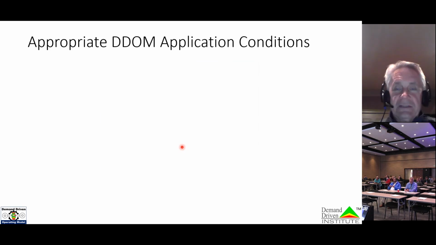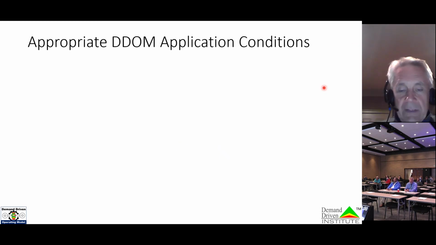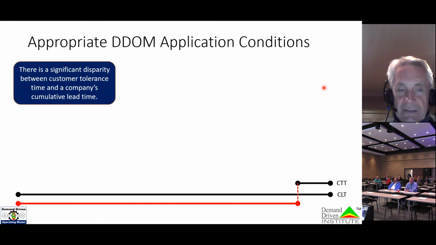What are the real conditions that make the DDOM so relevant? I think there are some really important observations here, and these all revolve around this concept of VUCA conditions. Any time, which is pretty much all the time for clients, when we have a significant disparity between our customer tolerance time, in other words, how long the customer will wait to get the materials that they're ordering from you, and the cumulative lead time of all of the activities strung together that are required to produce that product.